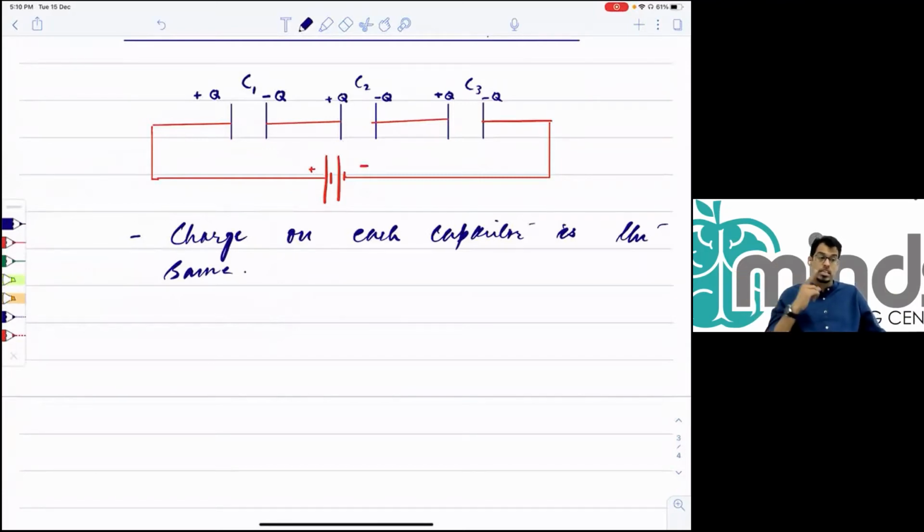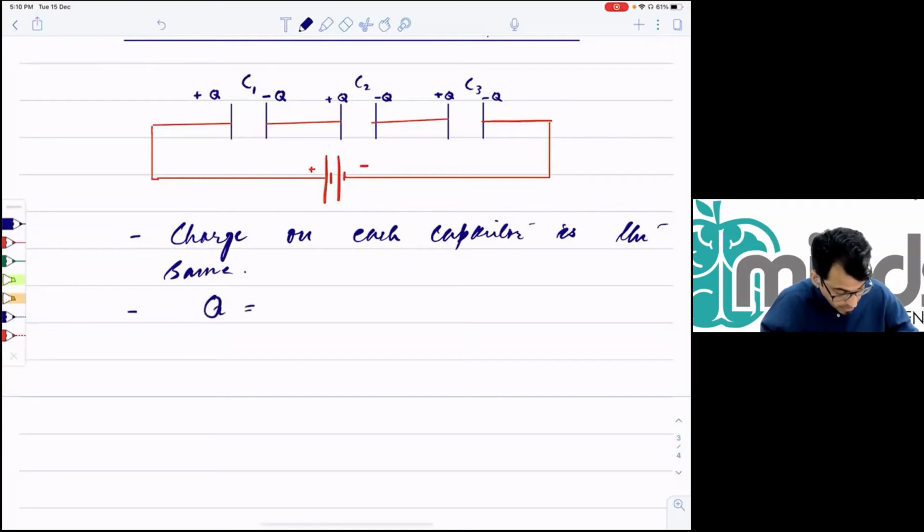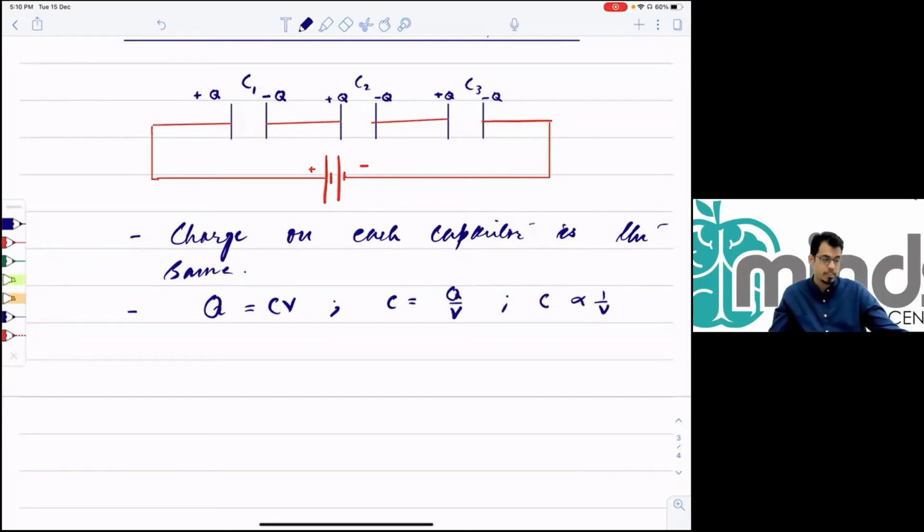This is what used to happen in series combination of resistors as well. Current stays the same and voltage is divided. Now, voltage is divided according to capacitance because we know that Q is equal to CV, right? Since Q is same for all, it means that it will become C equal Q over V. So can I say C is inversely proportional to V? Are you getting it? The capacitor which has largest capacitance will be getting the smallest potential difference. And the capacitor which has smallest capacitance will be getting the largest share of voltage.